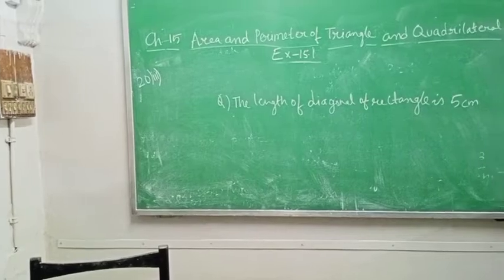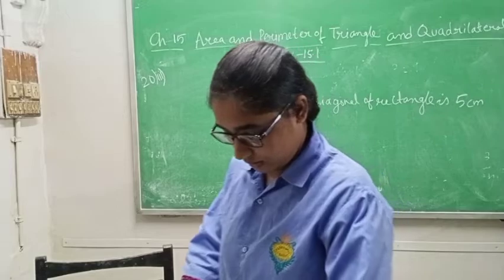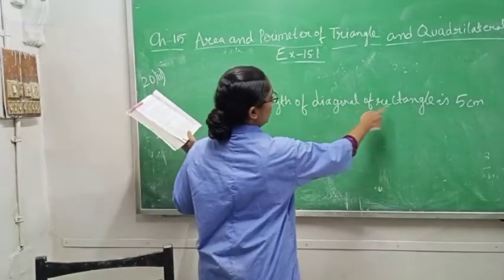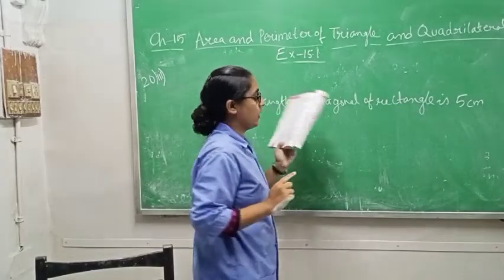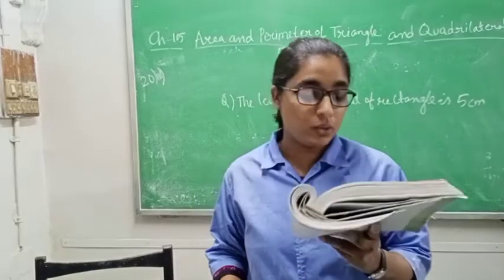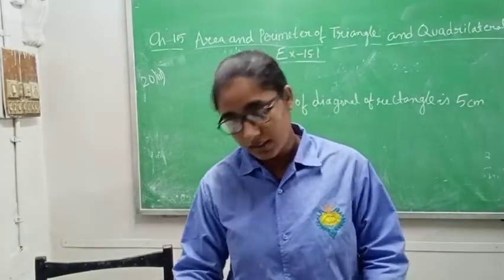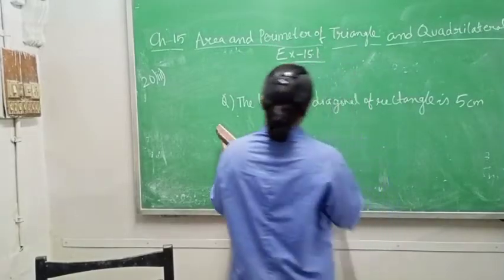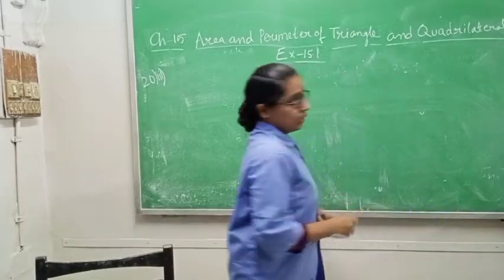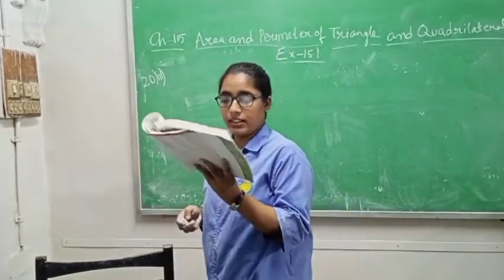Class 9, see this question number 23. There is one mistake, something is not written over there. Question will be: the length of diagonal of rectangle is 5 cm. In some books it is written the length of rectangle is 5 cm. No, the length of diagonal of rectangle is 5 cm. Please correct that one. Okay, add diagonal. Now the question is the length of the diagonal of a rectangle is 5 cm.